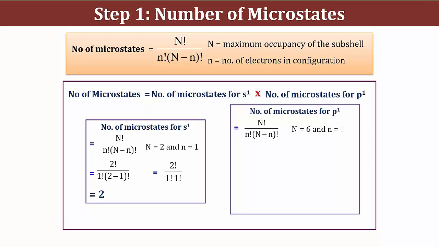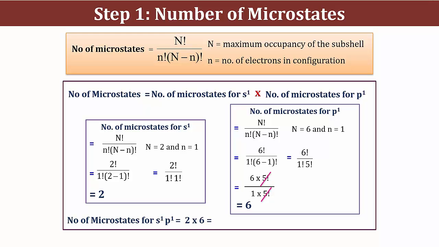The number of microstates for P1 configuration: capital N is 6 and small n is 1. So this is 6 factorial divided by 1 factorial into 6 minus 1 factorial, which is equal to 6 factorial divided by 1 factorial into 5 factorial. 6 factorial we can write as 6 into 5 factorial, and by cancelling out the common terms we get the answer as 6. So the number of microstates for P1 configuration is 6. So the total number of microstates for S1P1 is 2 into 6, which is 12.